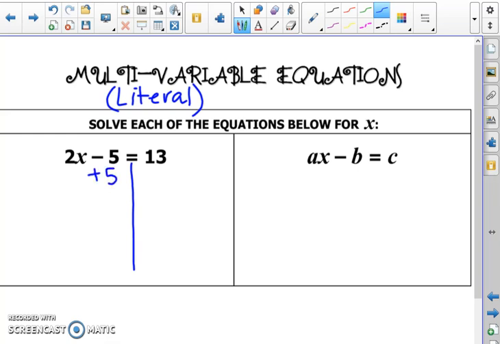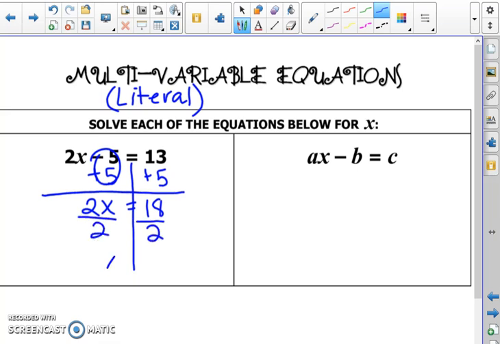We would add 5, cancel out. 2x is equal to 18, and then we divide by 2. And we do all that because we're using inverse operations. So if we see that x is being multiplied by 2, we know we're eventually going to divide by 2. If we see that x is subtracted by 5, we're going to do the opposite, which is add 5. So we do that. The same principle follows when we have a multivariable or a literal equation.